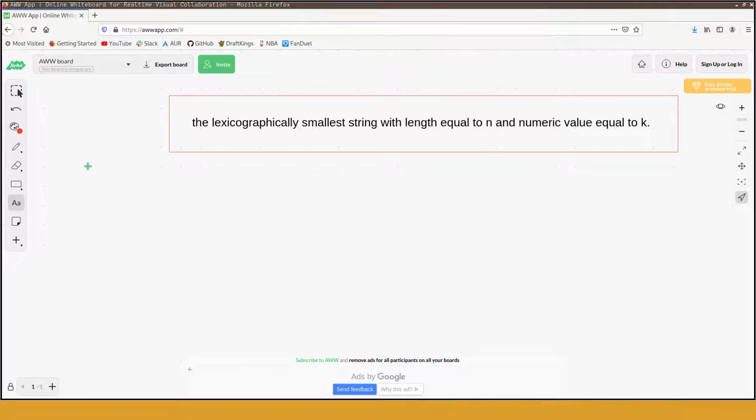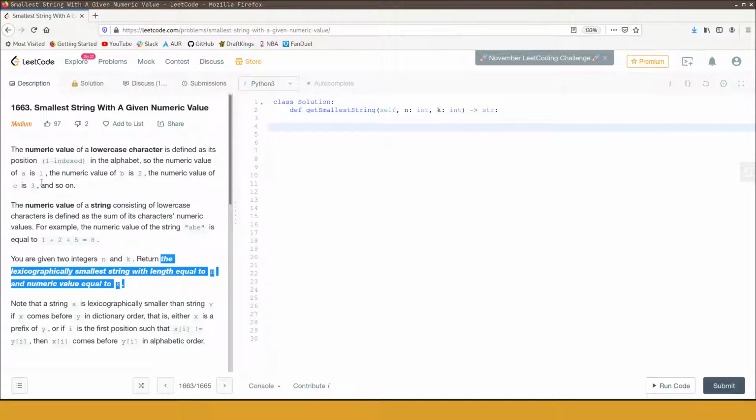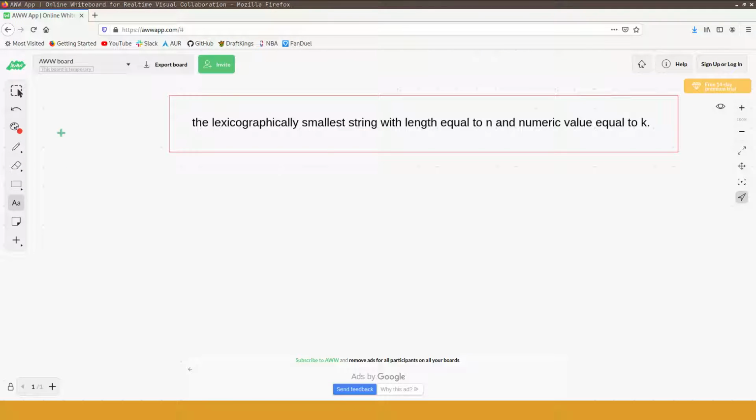Okay, so what else do we know? Well, what are the numeric values of the characters? Okay, A is 1, B is 2, C is 3, and so on. Let us write that down. A is 1, B is 2, and so on, all the way to Z equals 26.